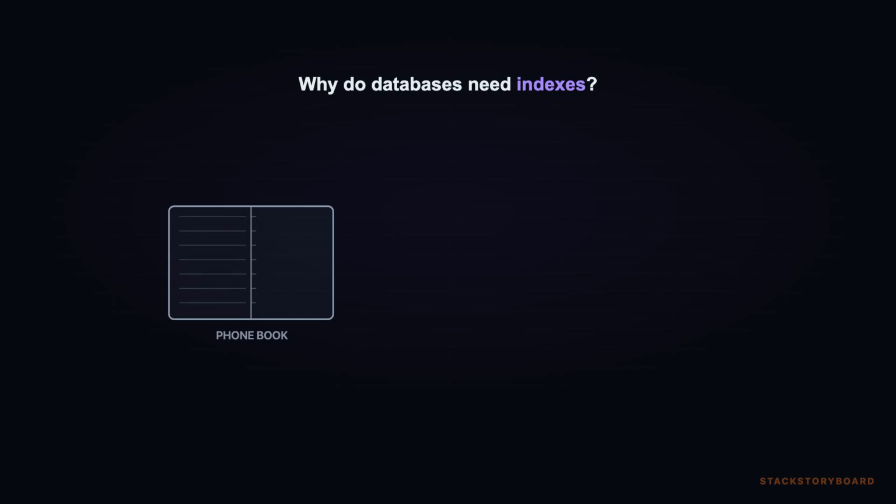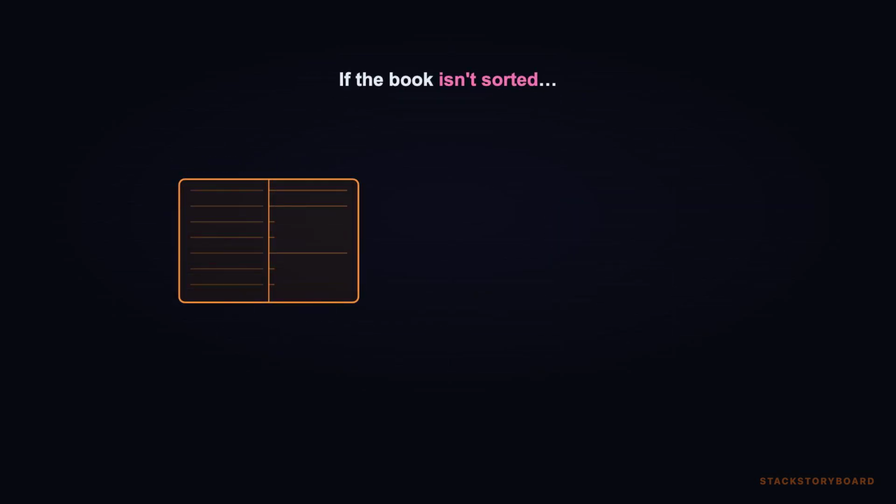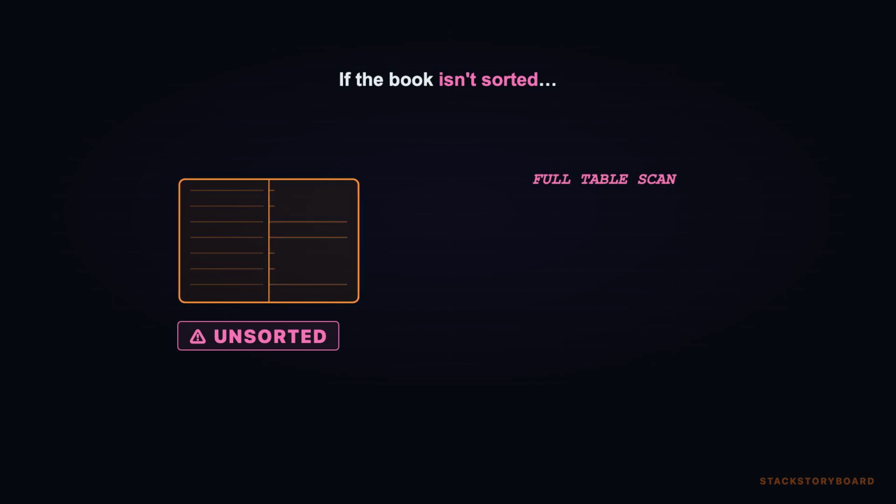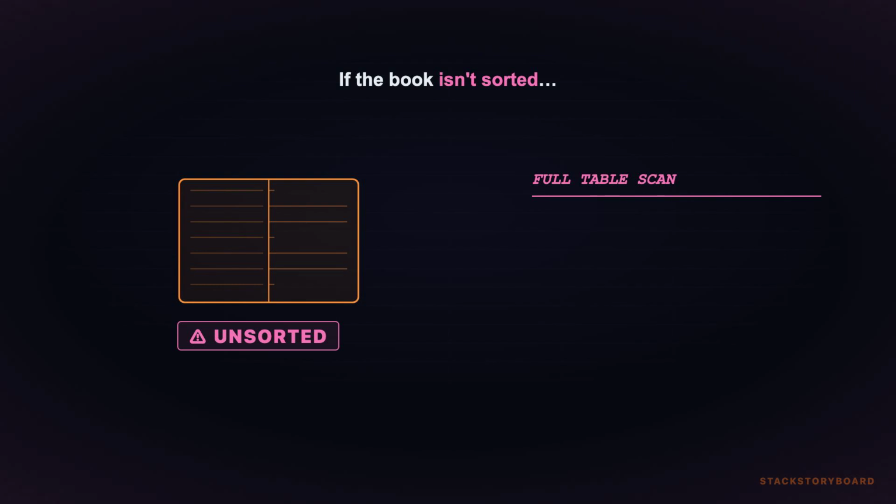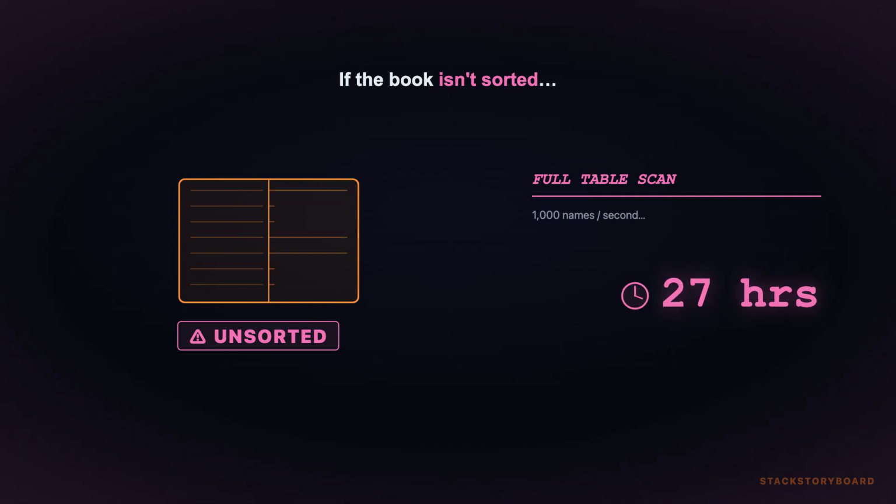Okay, so let's start with why databases need indexes at all. Imagine you're looking for Sarah Martinez in a phone book with 100 million names. If the book isn't sorted, you have to flip through every single page. That's called a full table scan, and it's a nightmare. At 1,000 names per second, you'd be there for 27 hours.